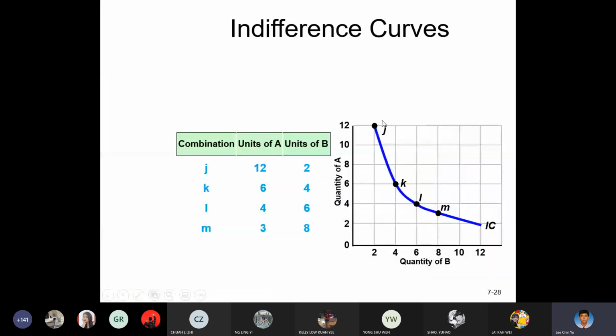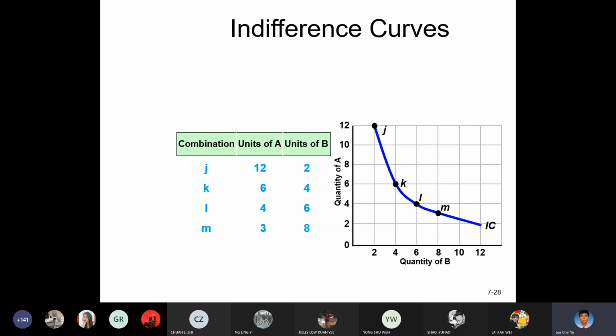Just now, we tried to answer the question some of you might ask: how do I know combinations J, K, L, M will give me the same level of satisfaction? We don't know. We need to ask the consumer. The consumer will tell you. Maybe you ask the consumer if you are able to consume the combination J.